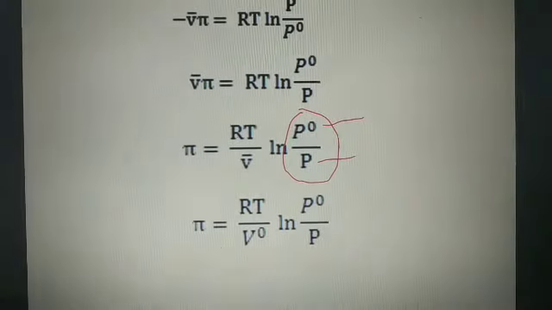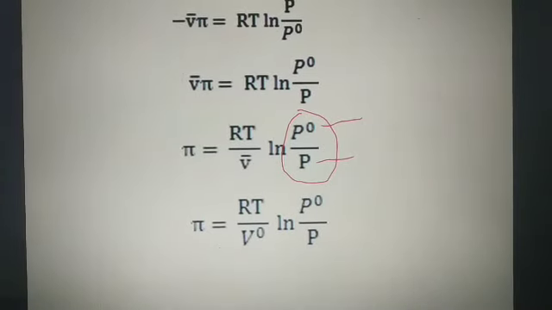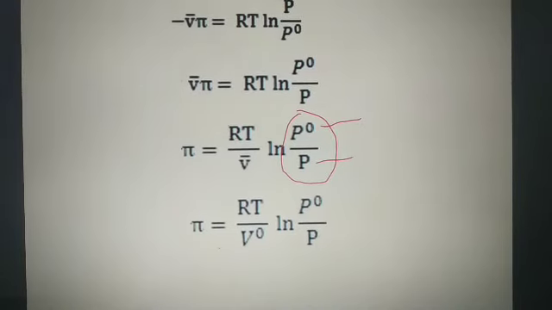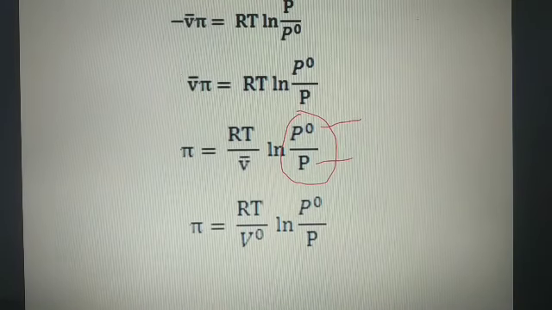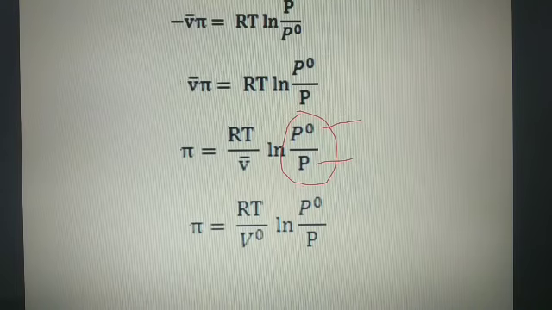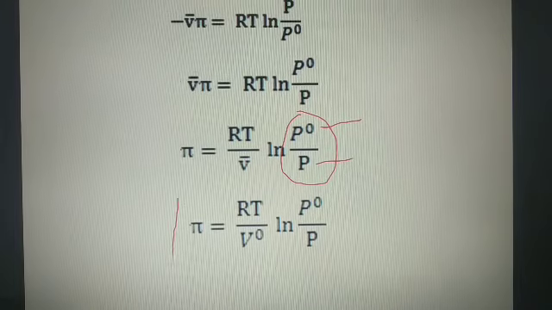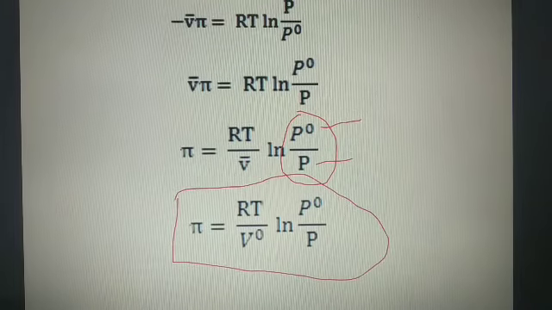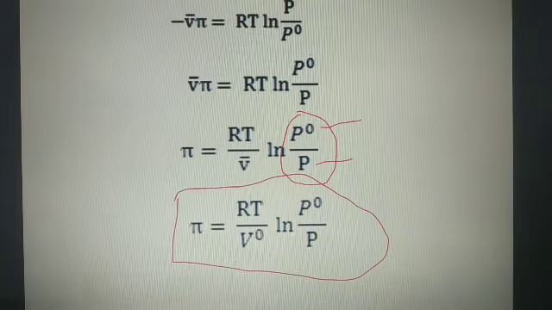Why is V naught being taken? The above one is the partial molar volume of the solution. So it is V bar for the solution, partial molar volume for the solution. Since the solute is very very less, that can be taken as the partial molar volume of the solvent. So that is why I have placed V naught here instead of V bar. So that is the relation between the osmotic pressure and the relative lowering in the vapor pressure. The remaining we will discuss in the next lecture.